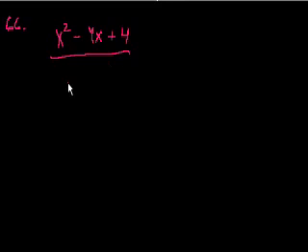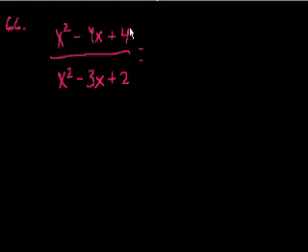We're on problem 66, and it says, what is x squared minus 4x plus 4 divided by x squared minus 3x plus 2 reduced to lowest terms? So they probably want us to factor each of these quadratics and then see if any of the terms cancel out. So let's try to do that. So the numerator, let's see, this seems pretty easy to factor.